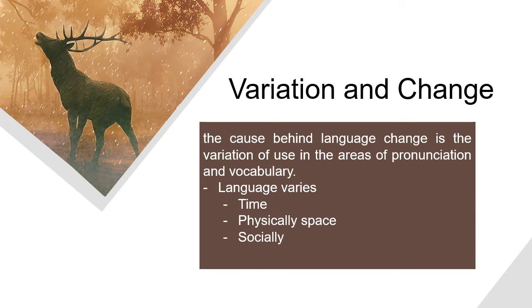Variation and change. The cause behind language change is the variation of use in the areas of pronunciation and vocabulary. Language varies in three major ways, which are interestingly interrelated: over time, in physical space, and socially. Language change is variation over time, has its origins in spatial or regional and social variation. The source of change over time is always current variation. So, the regional and social variants described in the previous three chapters provide the basis for language change over time.